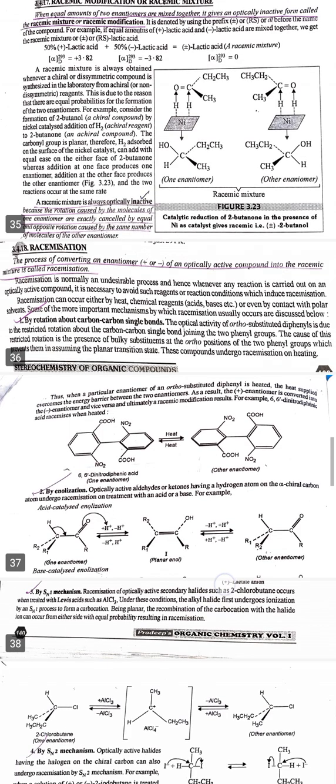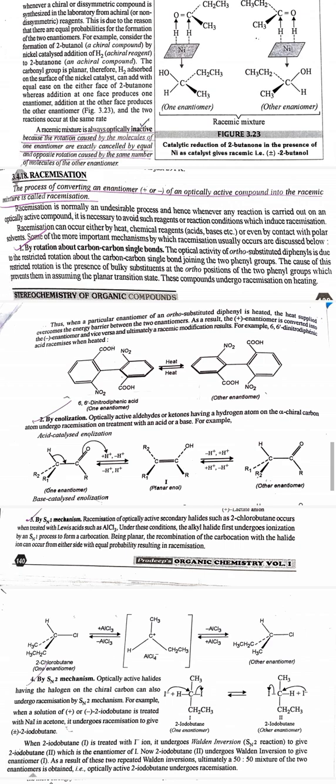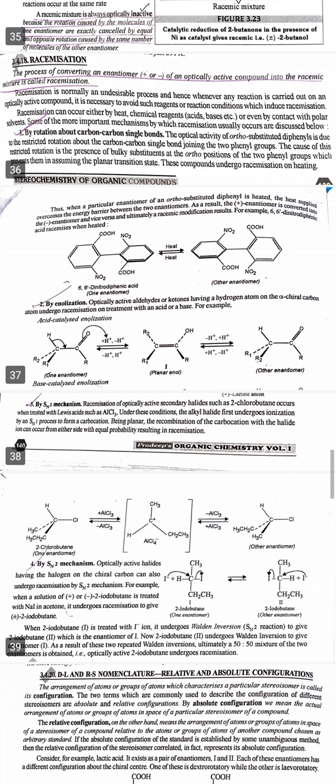Racemization, the process of converting an enantiomer, plus or minus, of an optically active compound into a racemic mixture, is called racemization. By rotation about a carbon-carbon single bond: the optical activity of ortho-substituted diphenyls is due to restricted rotation about the carbon-carbon single bond joining the two phenyl groups. This is a case of restricted rotation in the presence of bulky substituents at the ortho positions of the two phenyl groups. These compounds undergo racemization on heating. For example, 6,6'-dinitrodiphenic acid or its other enantiomer.